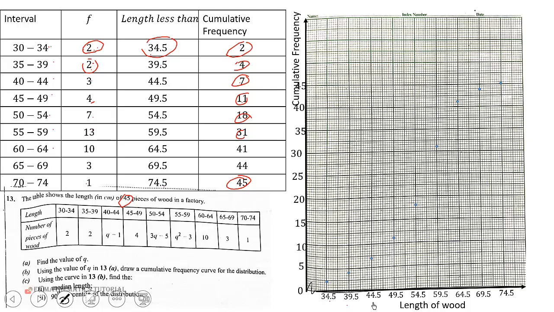They will be on the horizontal axis, while the cumulative frequency is on the vertical axis. Notice that we are using a scale of 2 centimeters to 5 units on both axes. So you plot the point 34.5 against 2, which is here, then 39.5 against 4 is here, then 44.5 against 7 is here. So you get 74.5 against 45, which is here.